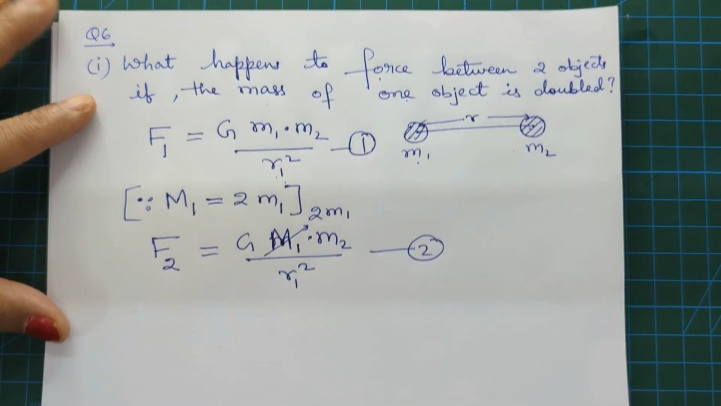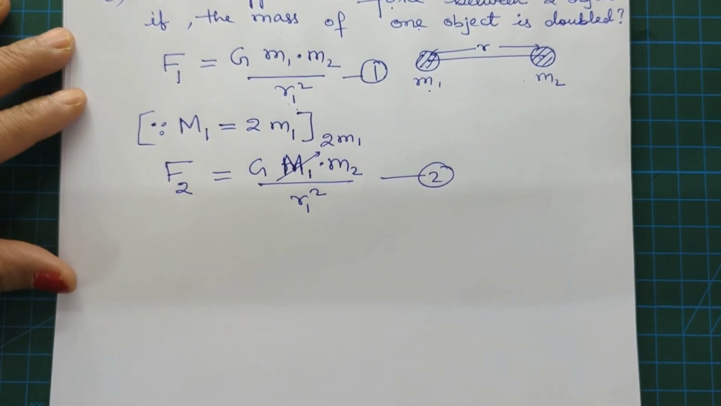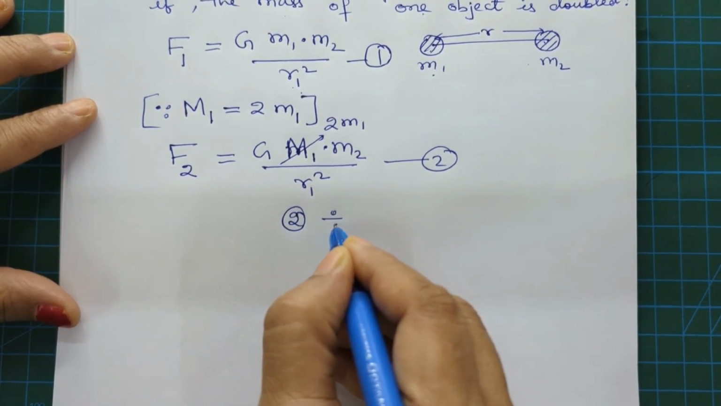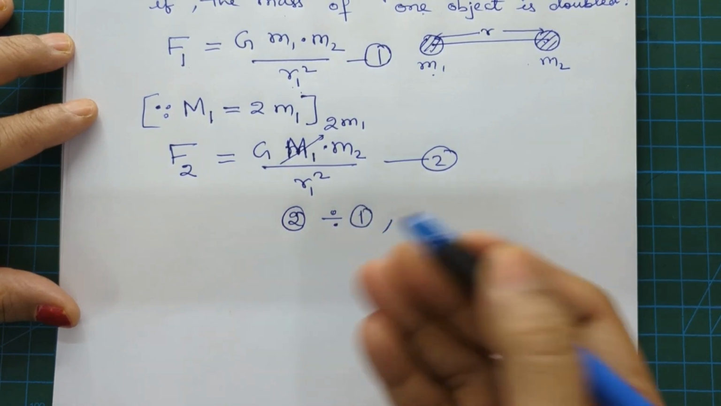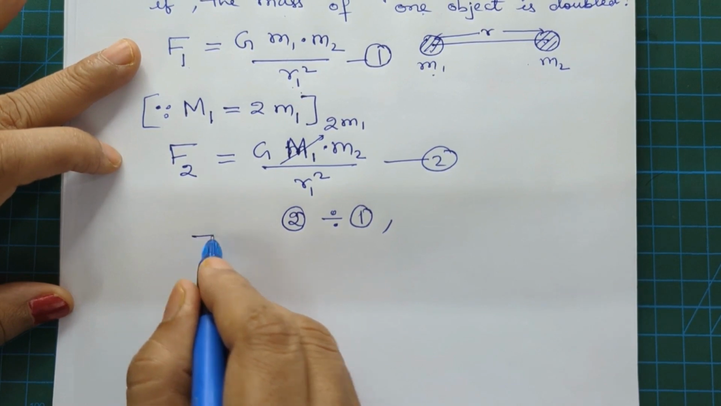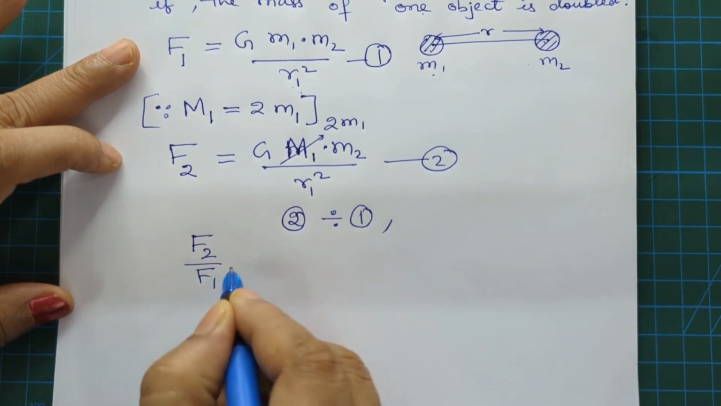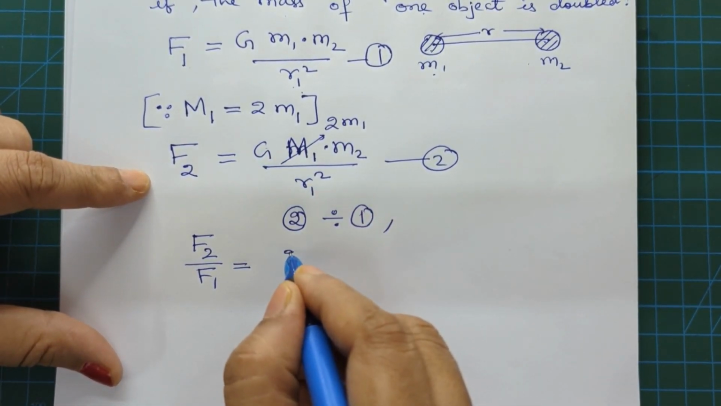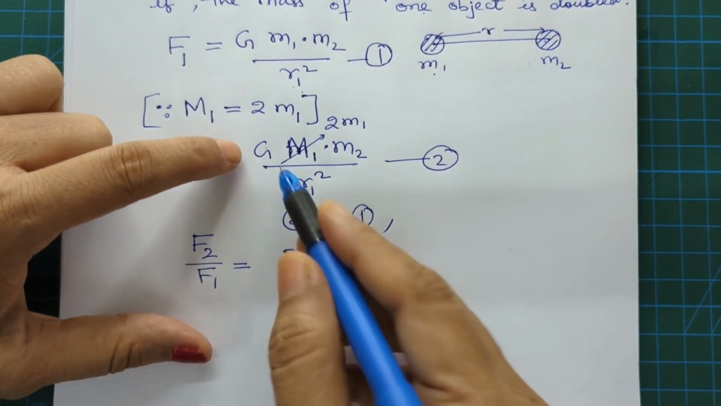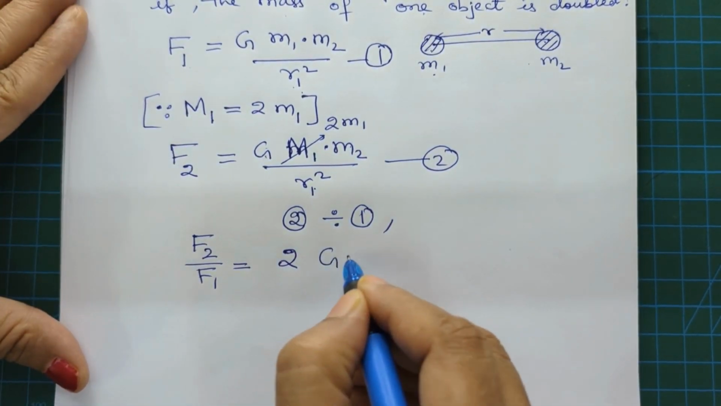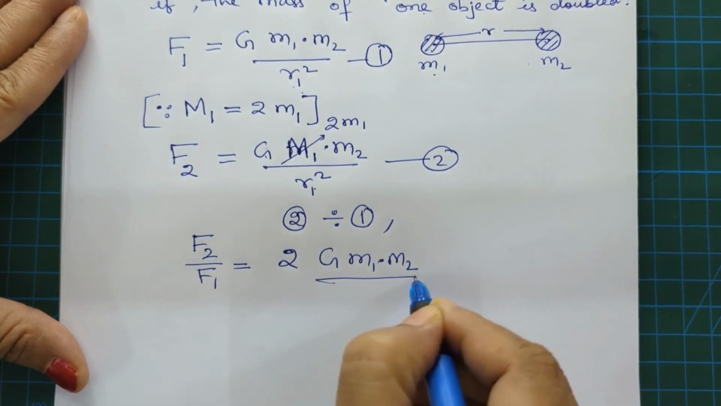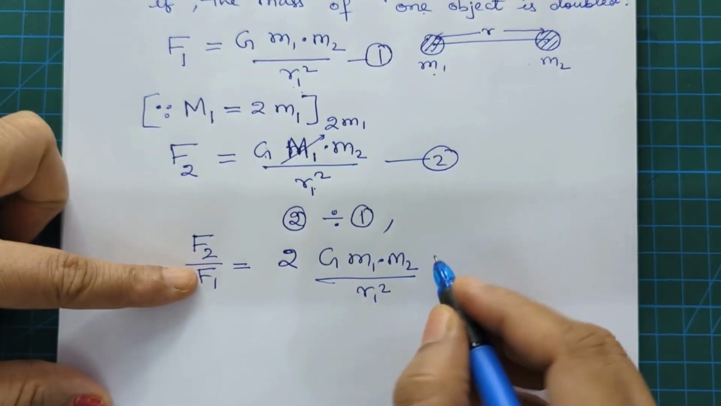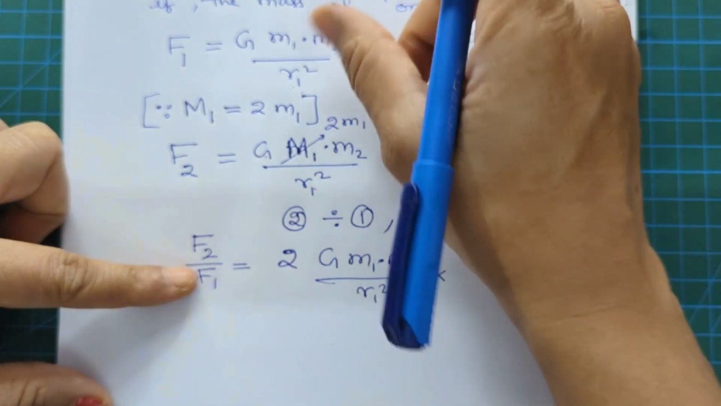Whenever this kind of questions appear, we have to compare the two equations. Comparing means divide equation 1 by 2 or 2 by 1. So I'm following the instruction of dividing 2 by 1. You can divide 1 by 2 also. So divide the left hand sides, means F2 by F1 is same as F2's ratio is G. Okay, so this 2 I'm writing first. Then G m1 m2 by r square, divided by F1's right side ratio, G m1 into m2 by r1 square. So instead of dividing, we can write product and the reciprocal of this.